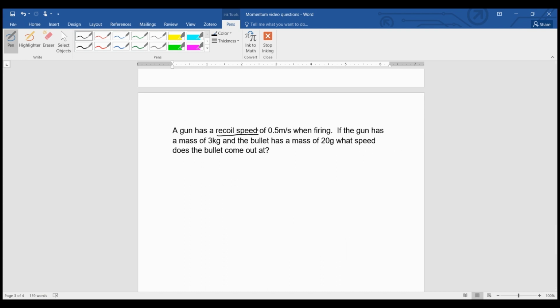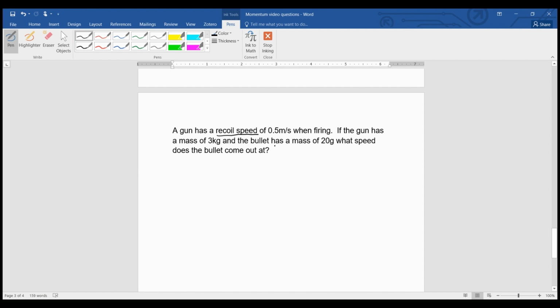Okay. A gun has a recoil speed of 0.5 meters per second when firing. What do you mean by recoil speed? Recoil speed is the speed with which the gun moves backward when it is fired. So when we say it's moving backward, the velocity becomes negative. So the recoil speed of the gun was 0.5 meters per second. If the gun has a mass of 3 kilograms and the bullet has a mass of 20 grams, what speed does the bullet come out?